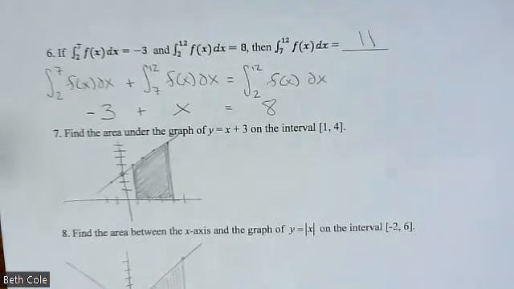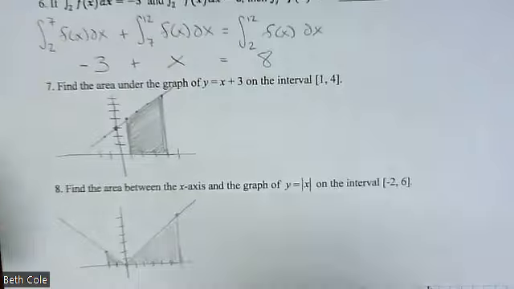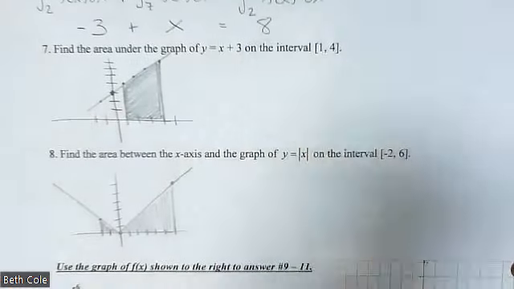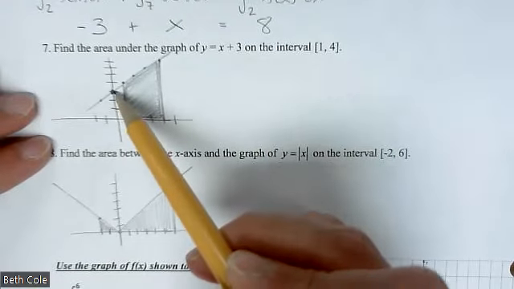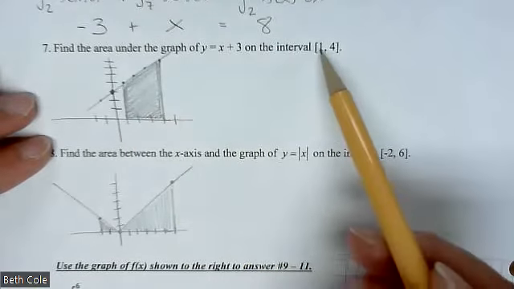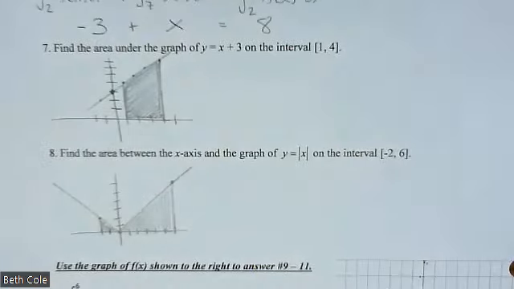Okay, well, fine, but that's the reason why you get the answer you got. All right, find the area under the graph of x plus 3. Slope is 1, up 1, over 1, and we start at (0, 3). So this is what that graph looks like. We want the area from 1 to 4.